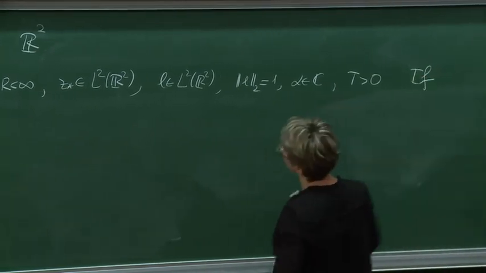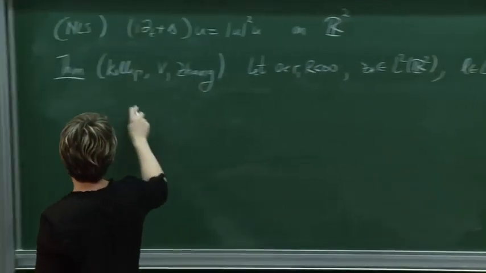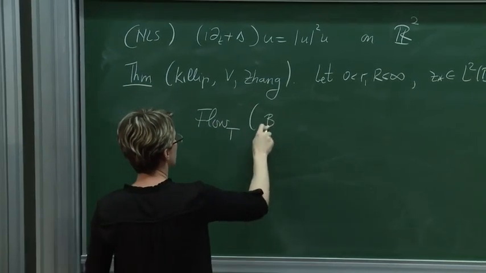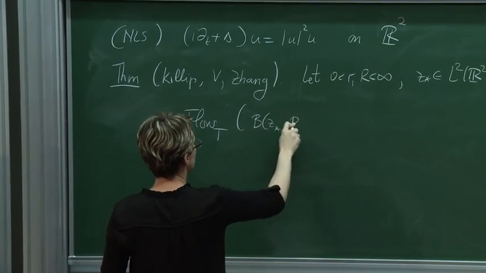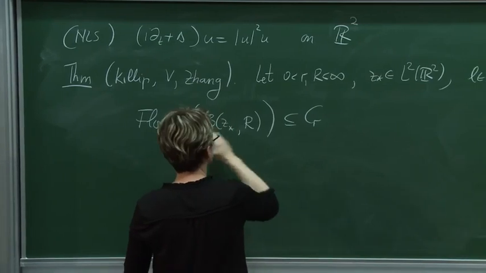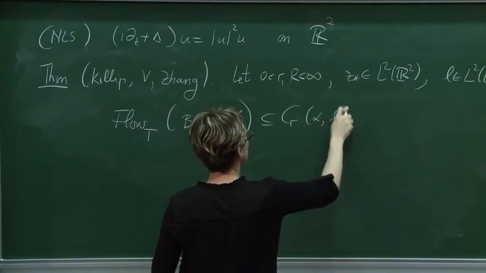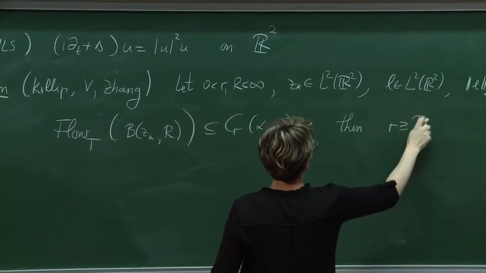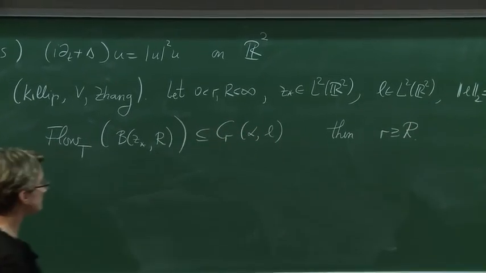If the flow at time capital T of the ball, this is the ball in L2, is mapped, right, if this flow lives inside the cylinder, then necessarily little r is bigger or equal than capital R.